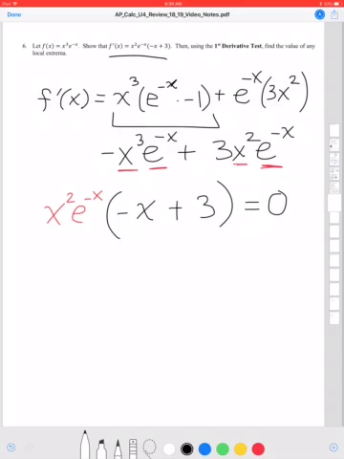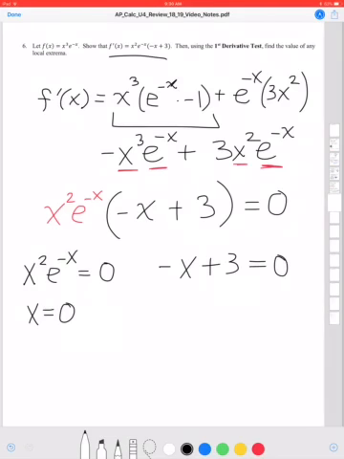So first things first, let's find the critical points by setting this thing equal to 0 or undefined. There is no way the denominator would be 0, so we don't have any undefined. So just when it equals 0. So when will the first factor equal 0? Well, anything times 0 is 0, so the first factor will equal 0 when x is 0. And when will the second factor equal 0? Well, that will be when x is 3.